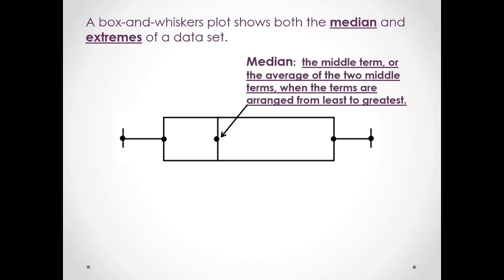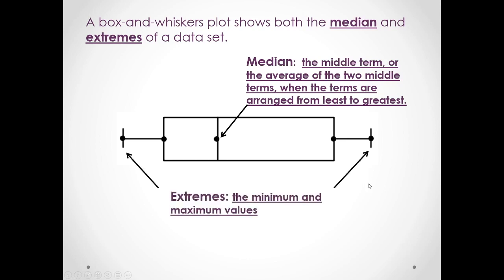The median is the number in the middle. It's the middle term when you put them in order from least to greatest. If there is an odd number of data points, then you'll have a middle value. But if there are an even number of data points, then you're going to have two numbers in the middle, and that's when you'll need to average the two middle terms.